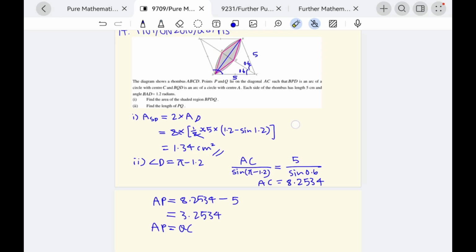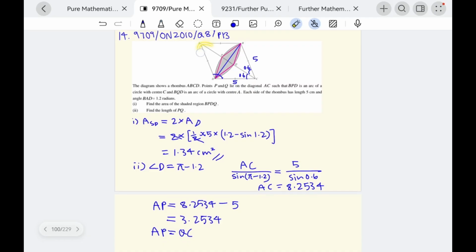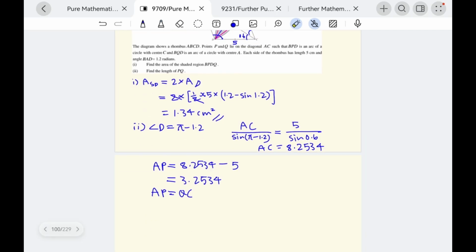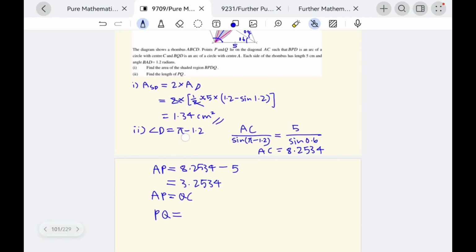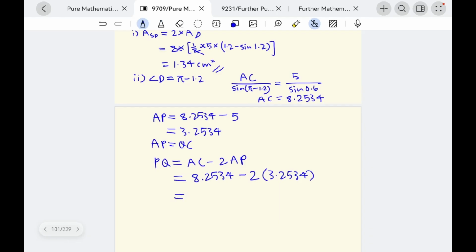Alright, so now you have the length of AP as well as the length of QC, since they are the same. So therefore, how to get PQ? PQ equals the length of AC minus twice the AP. So what is AC? AC is 8.2534. And what is AP? 3.2534. So now use your calculator to obtain the final answer. You will get 1.75 as the final answer.